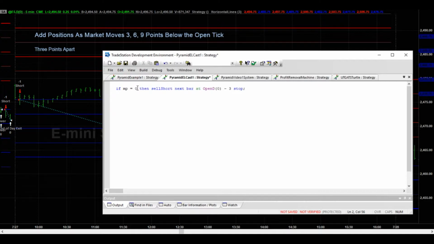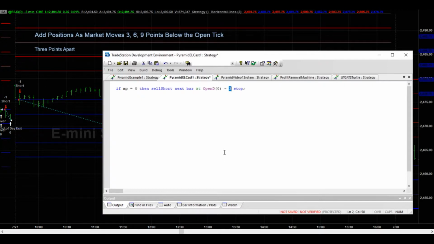Now 3, since we're dealing with ESs, 3 points or 3 handles would be something like from 2475 to 2472. This variable here, the 3, we could program that and make it a variable, or we could make it an input, and we'll probably do that a little further down the line.